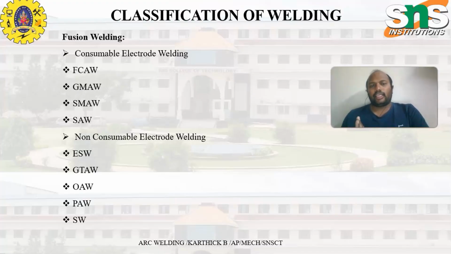Some of the consumable electrode welding processes are FCAW, that is flux core arc welding, GMAW, that is gas metal arc welding. The third one is SMAW, shielded metal arc welding. The fourth one is SAW, submerged arc welding.